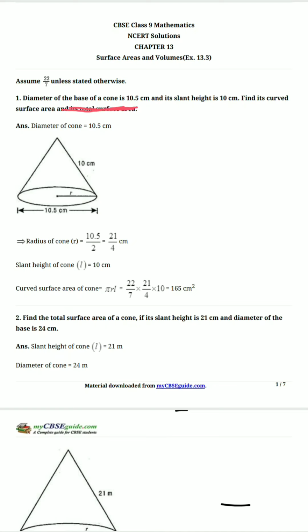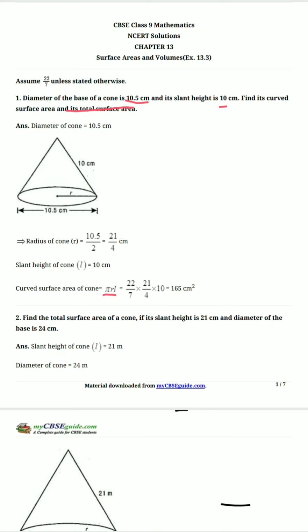Now let us start with the first question. The diameter of the base of the cone is 10.5 centimeter, and its slant height is given as 10 centimeter. We have to find its curved surface area. Now we know that the curved surface area of a cone is pi r L, so we have to put the value for r and L.